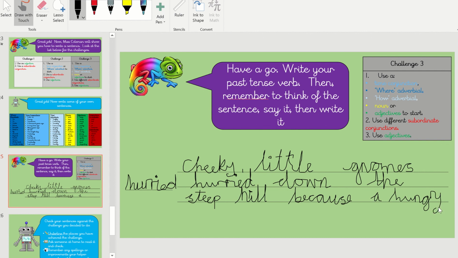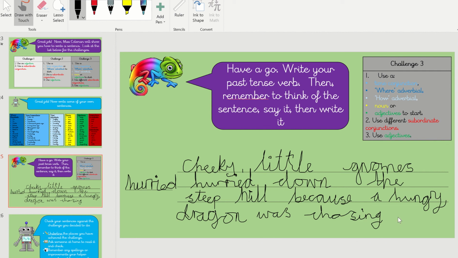The E sound is a Y at the end. It's a grapheme, Y grapheme. Steep hill because a hungry dragon. Lots of people find this one tricky. Was chasing. The A says A. And my final word is them.